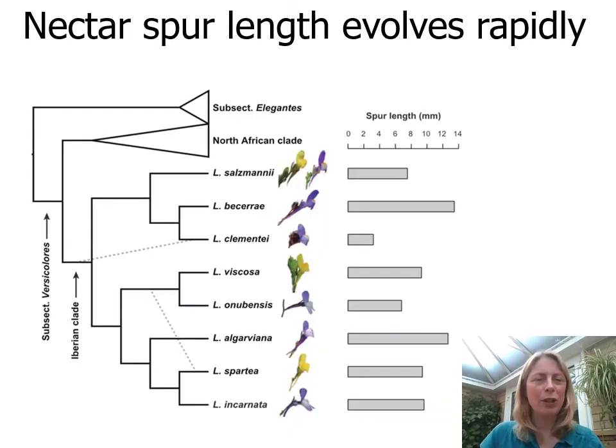Here's the family tree that we produced of those 8 species, and the thing I really wanted to point out here is that the shortest spurred species, that's Linaria clementii with this very short nectar spur, is actually most closely related to the longest spurred species, Linaria beckeri, with this very long nectar spur. So between these 2 species, there's very rapid evolution of spur length. It appears that spur lengths can change very quickly in evolutionary time.